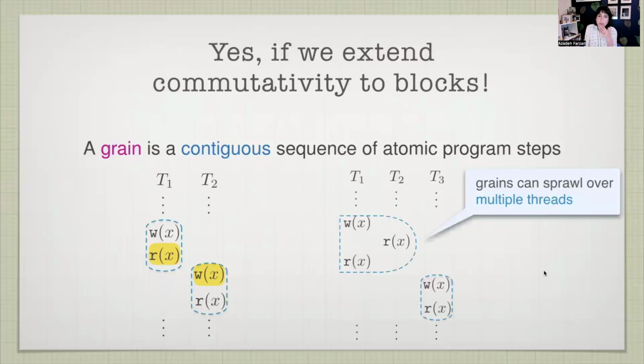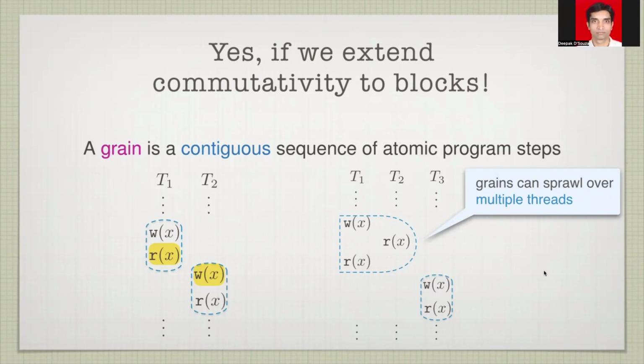So I want to make a quick remark that even though this picture is simple, in general, a grain is truly a contiguous sequence of atomic program steps. There is no sticking within the boundaries of a thread. So you pick your sequence anywhere in your run, and as such, a grain can sprawl over multiple threads. So this is a grain that you see going over threads T1 and T2, and the other one, a grain that is just in thread T3.